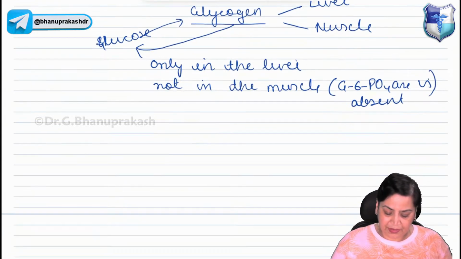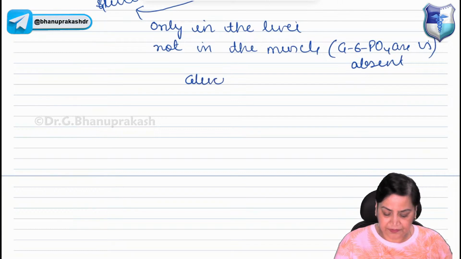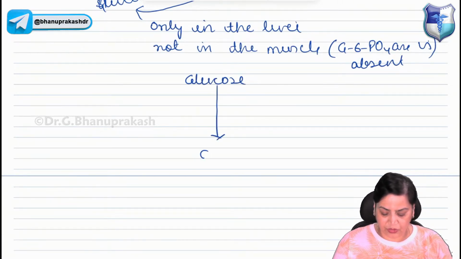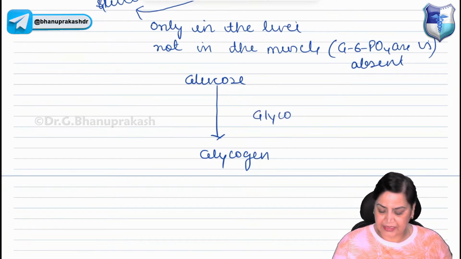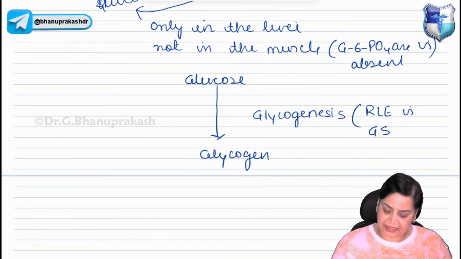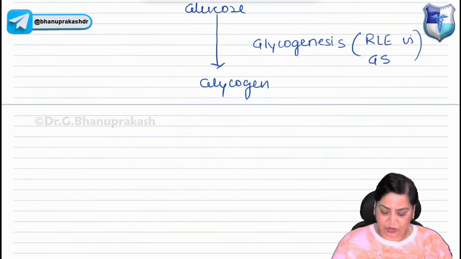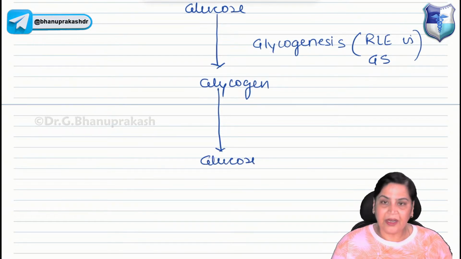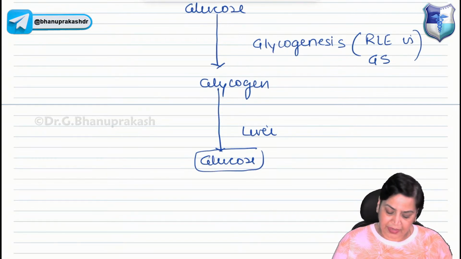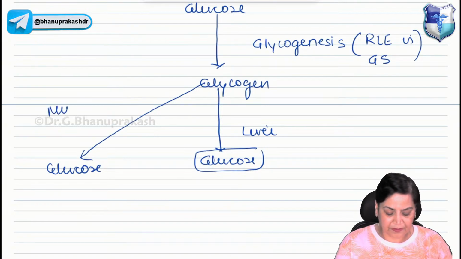Okay, so we can simply say that this glucose is forming glycogen by a process known as glycogenesis, right? Where the rate limiting enzyme is glycogen synthase. Clear? And this glycogen is broken down to form glucose. Now, what I'm trying to tell you here is in the liver, glucose is easily produced, but this glycogen is unable to form glucose in the muscle.